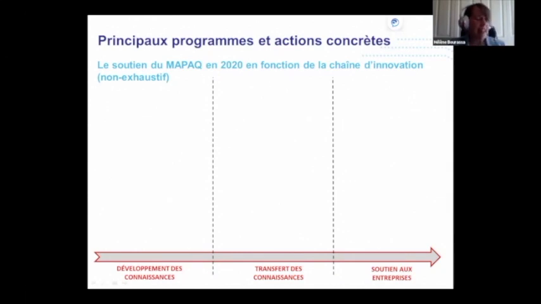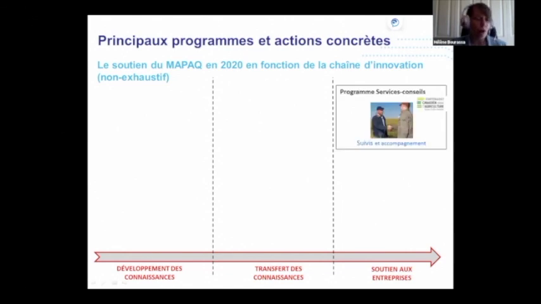Maintenant que nous avons survolé les différentes politiques qui nous guident, laissez-moi vous présenter nos principaux outils qui viennent soutenir nos actions au niveau de la santé et conservation des sols. Tout d'abord, au niveau du soutien aux entreprises, nous disposons de deux principaux programmes. Le premier programme, le programme Service-conseil, finance un réseau de plus de 300 conseillers qui accompagnent les entreprises agricoles dans leur démarche en agroenvironnement et plus particulièrement en offrant différents services en santé des sols. Ces conseillers viennent compléter le travail des 200 conseillers du MAPAQ qui travaillent au niveau de l'agroenvironnement.